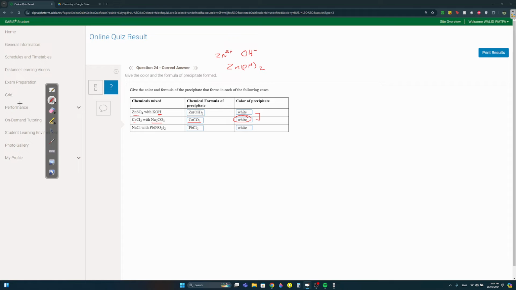Calcium carbonate, calcium, zinc, calcium, and lead, they're all white. Okay, they're always white. These three. This one here, Na with NO3, definitely no. So you're going to be Pb and Cl. So Pb and Cl, the charge of Pb is 2 because the subscript is 2. And Cl has no charge, so you're going to get PbCl2, which is a white precipitate.